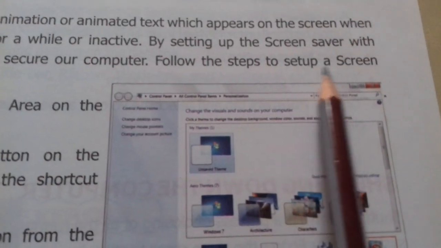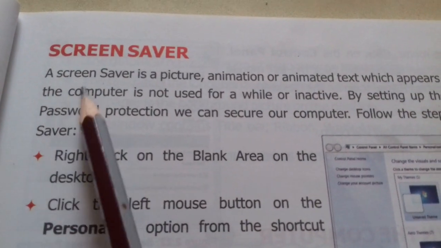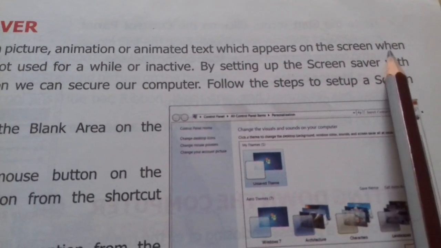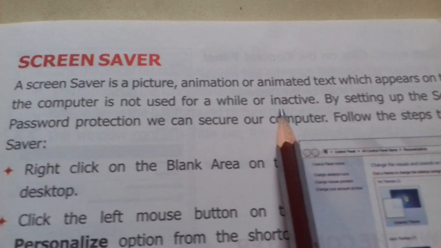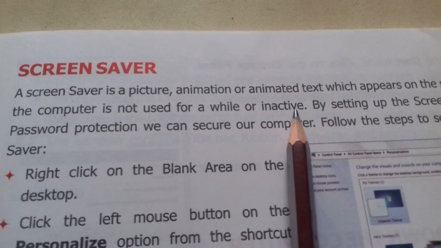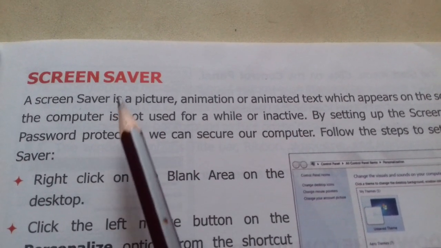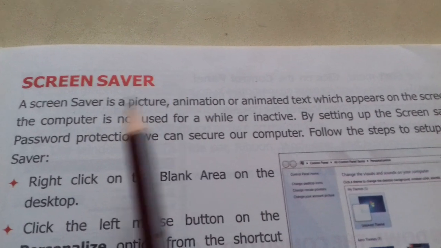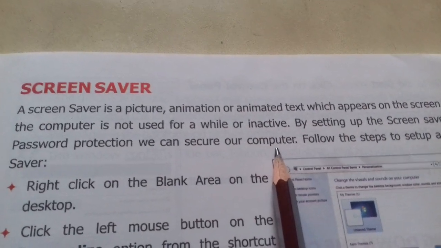Follow the steps to set up a screensaver. A screensaver is a picture, animation or animated text which appears on the screen when the computer is not used for a while or is inactive. When the computer is on but we are not using it for a few minutes, then this screensaver appears on the screen. This is protected by a password and it can secure our computer.